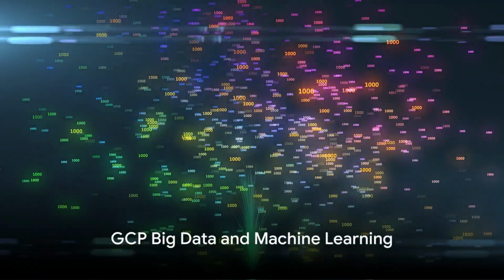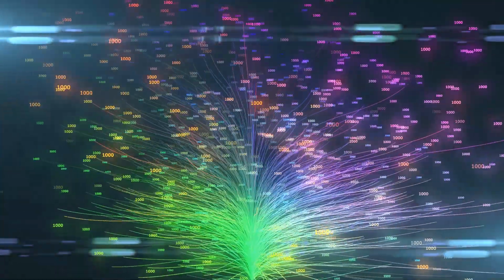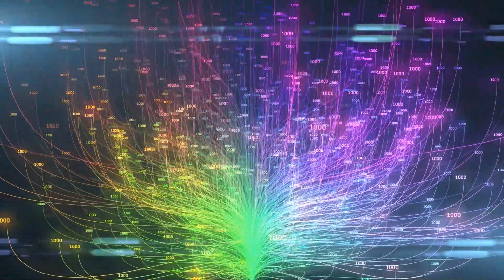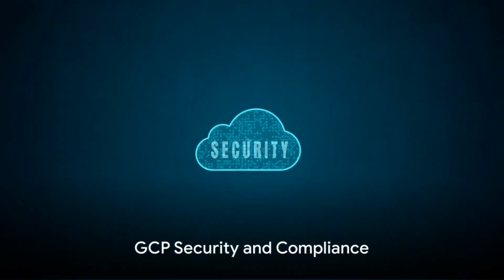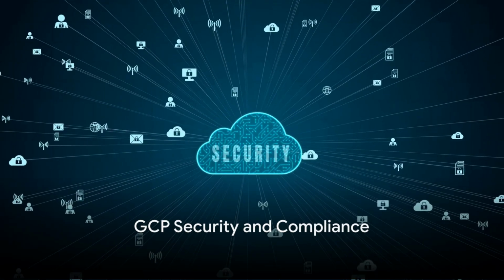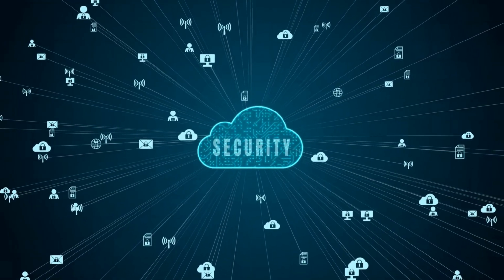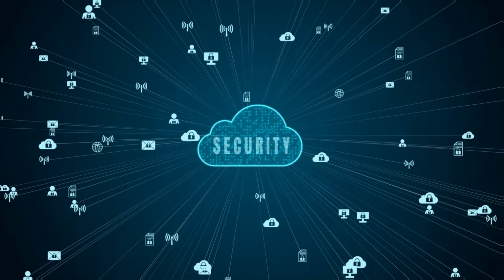In the seventh module, we cover GCP Big Data and Machine Learning. You'll get an overview of GCP's big data services, including BigQuery and Dataflow, and explore AI and machine learning capabilities with GCP. In the eighth module, we'll discuss GCP security and compliance. You'll get to understand GCP's security features, encryption, key management, best practices, and compliance and governance frameworks.